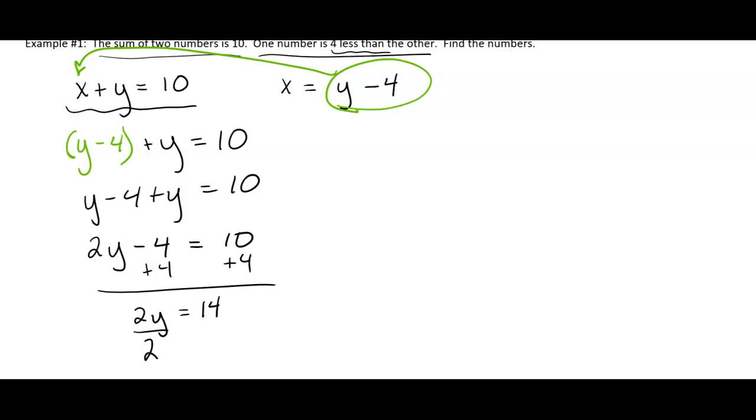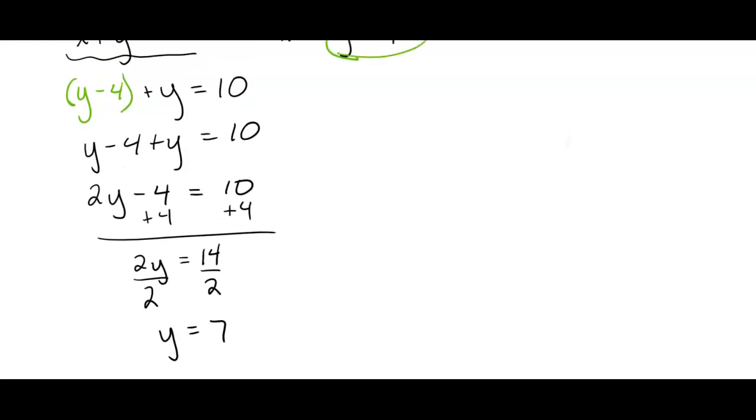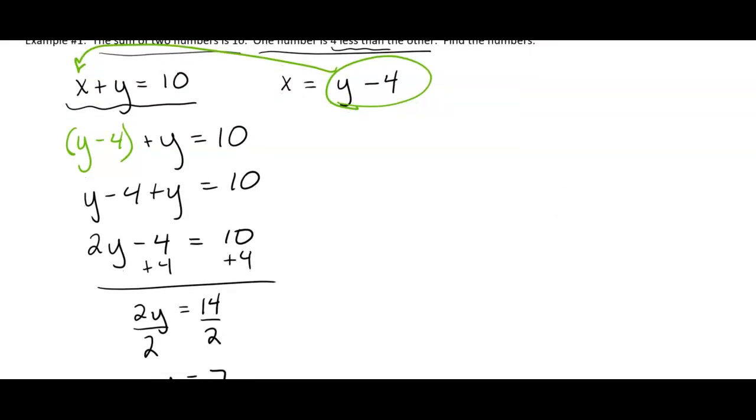Divide by that coefficient, which is 2. And so I'm going to get y equals 7. Okay, so now we know that y equals 7. Now we have to go back and see what x is. Well, we're going to use that 7, and we're going to go back here and say x equals 7, because that's y now, minus 4. So x equals 3.